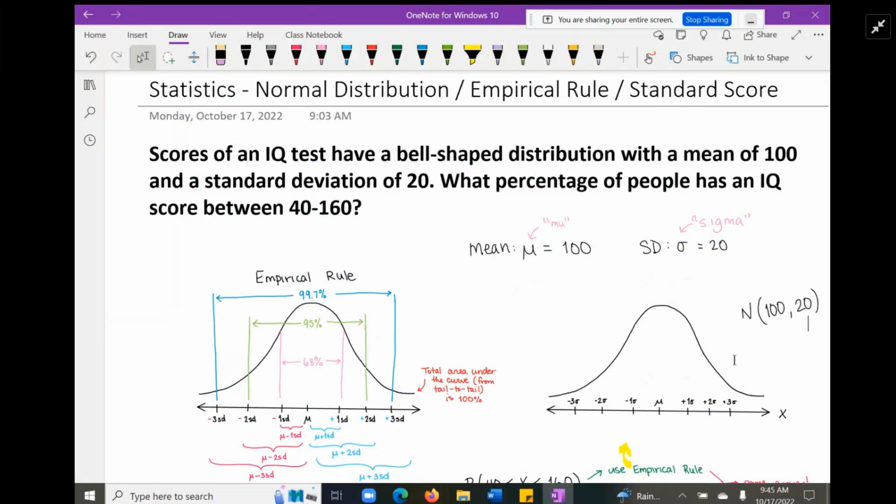I would think that the main way of solving it is the empirical rule, which we'll see in a moment. But you could also solve it by using the standard score, which we denote as the letter Z. So I'm just going to add that to the title up here.